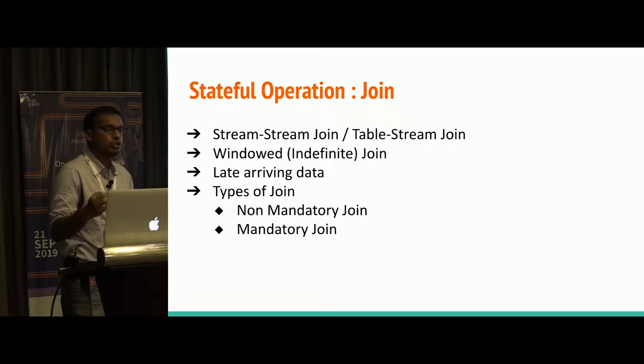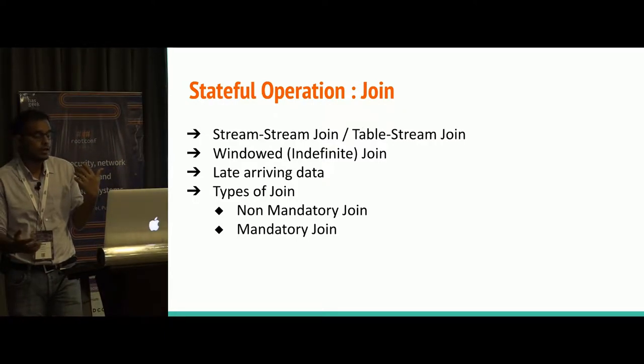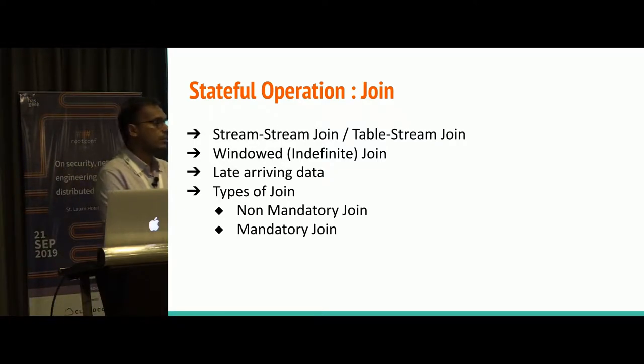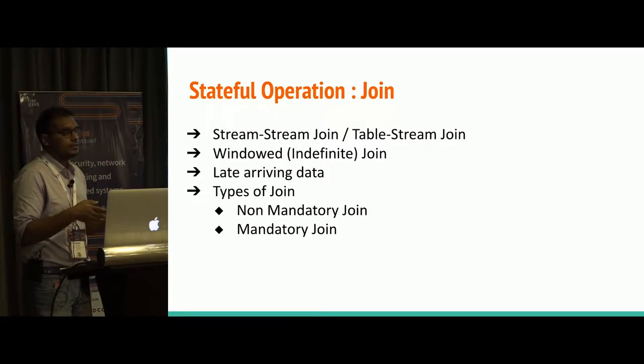There could be a stream-to-stream join, where both the data are arriving in streams and you want to join them. Another use case is a table-to-stream join. There is some static data, and you want to join that with the data that is coming in from the stream. Now, in some cases, the joins could have an indefinite window.